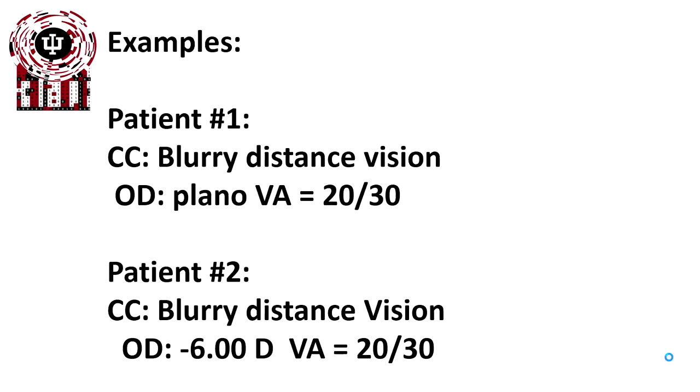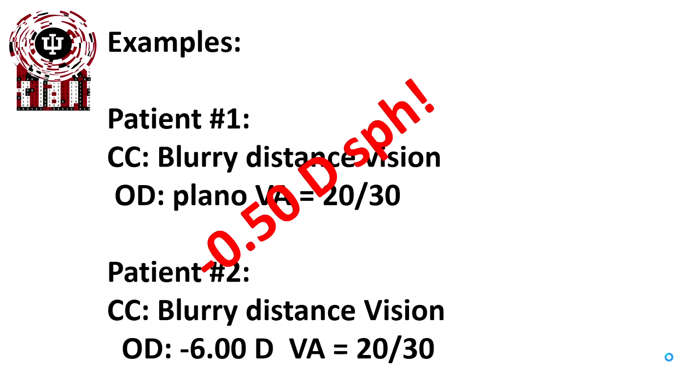Let's use a couple examples. Patient number 1 comes in with a chief complaint of distance blur, and the right eye, through no prescription whatsoever, plain no prescription, sees 20/30 on entering acuities. Patient 2 has a chief complaint also of blurry distance vision, but his prescription is -6 diopters. But his VA still is 20/30 through that. Well, what's our predicted change in refractive error? It's a half diopter sphere in both examples. And that's for a very good reason.